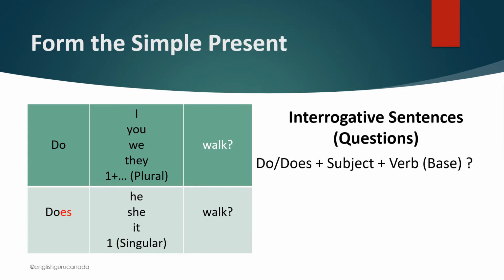So we would say, do you walk? Do we walk? Does she walk? Does he walk? Now we're not going to be saying, do you walks or does he walks? That's a very common mistake. So if we are using a do or a does, you are not going to be using S with the base verb.